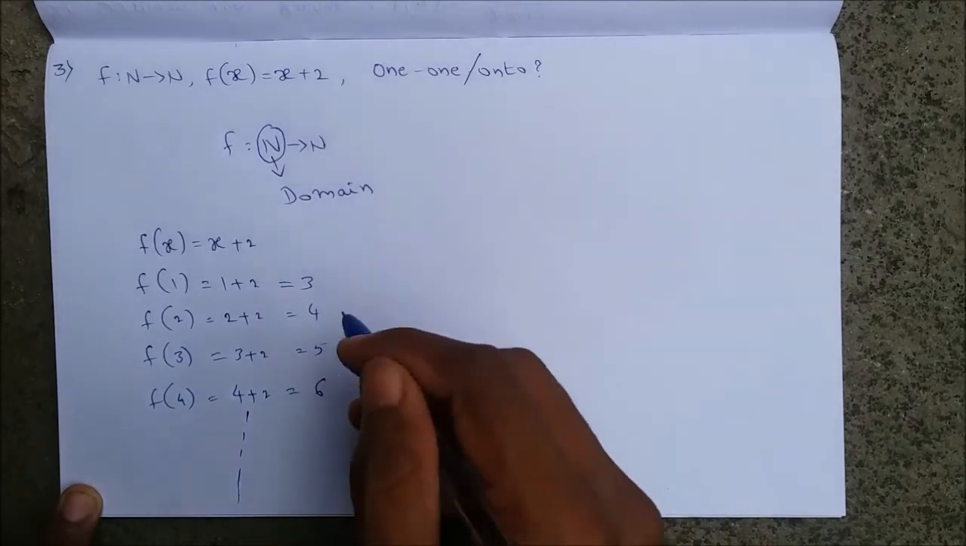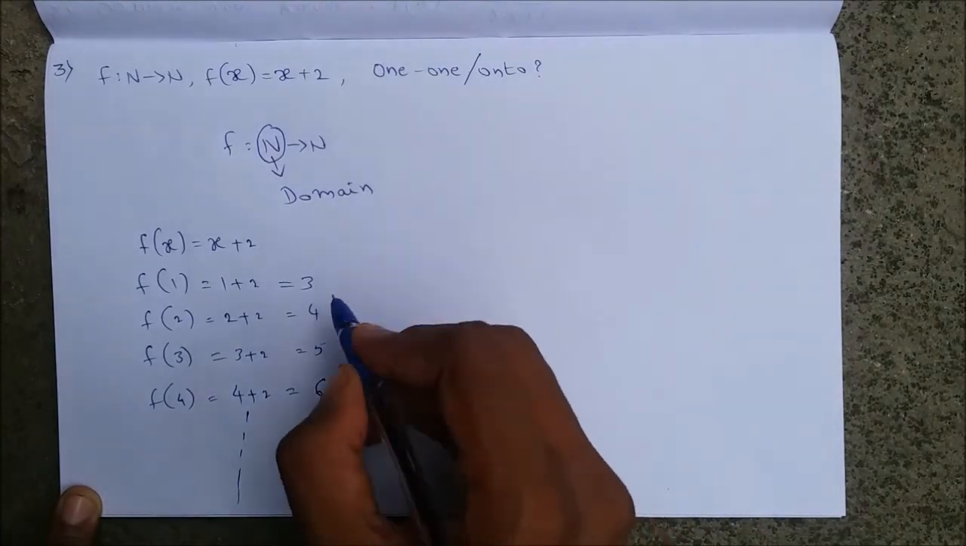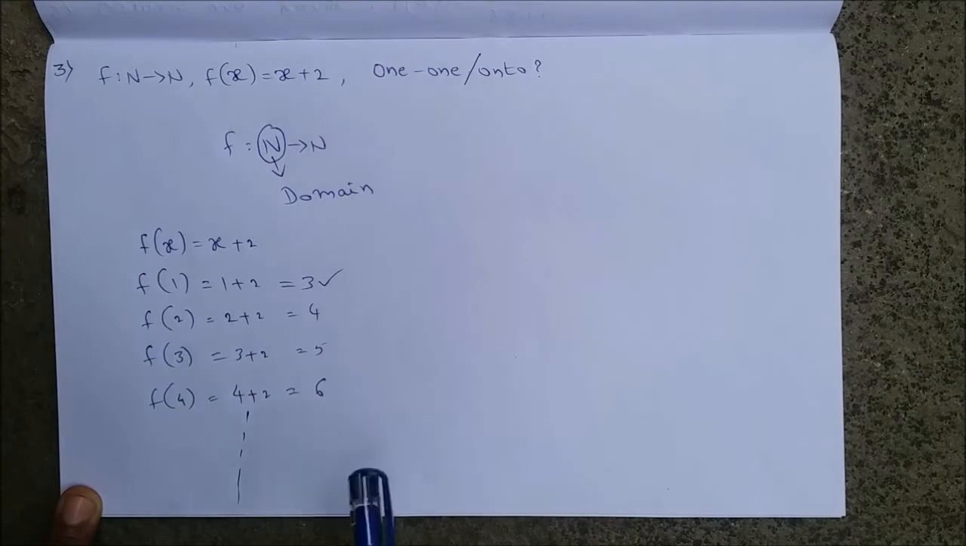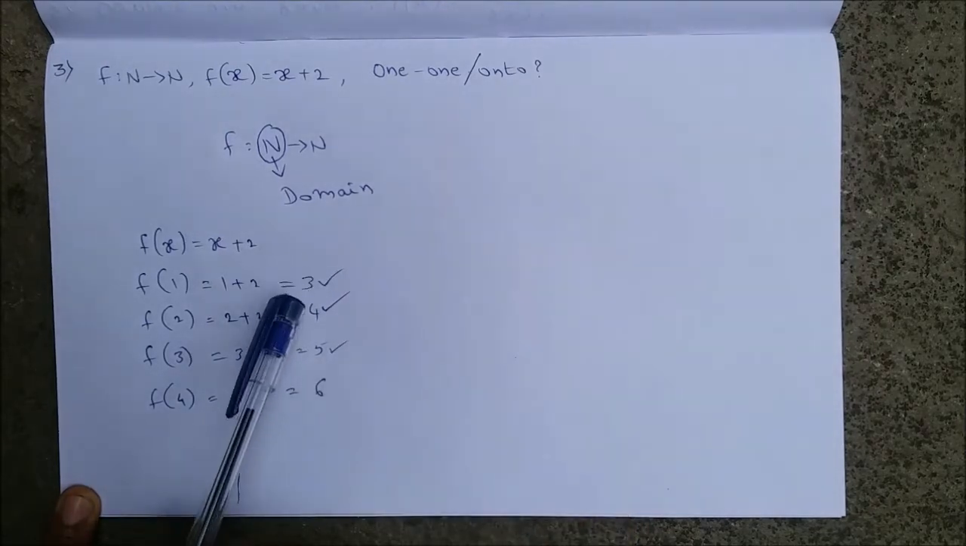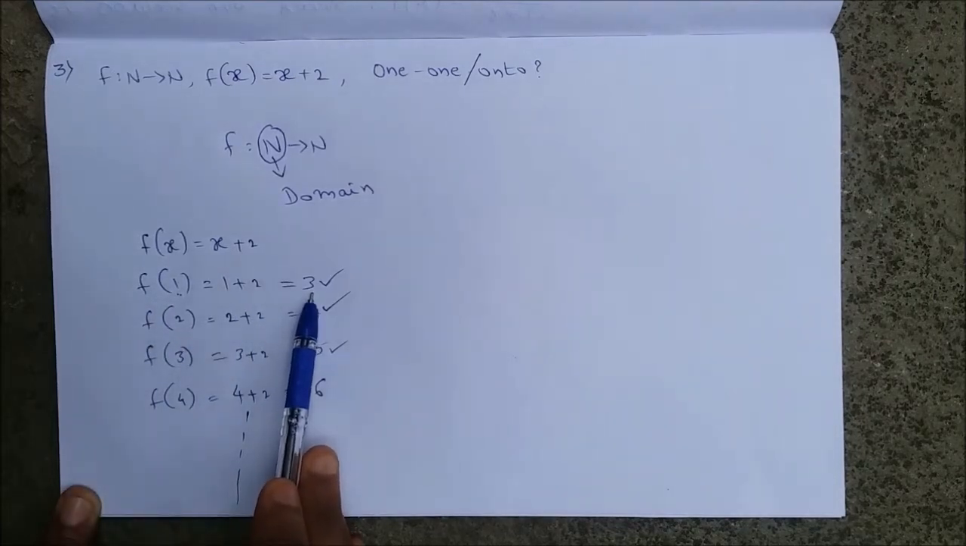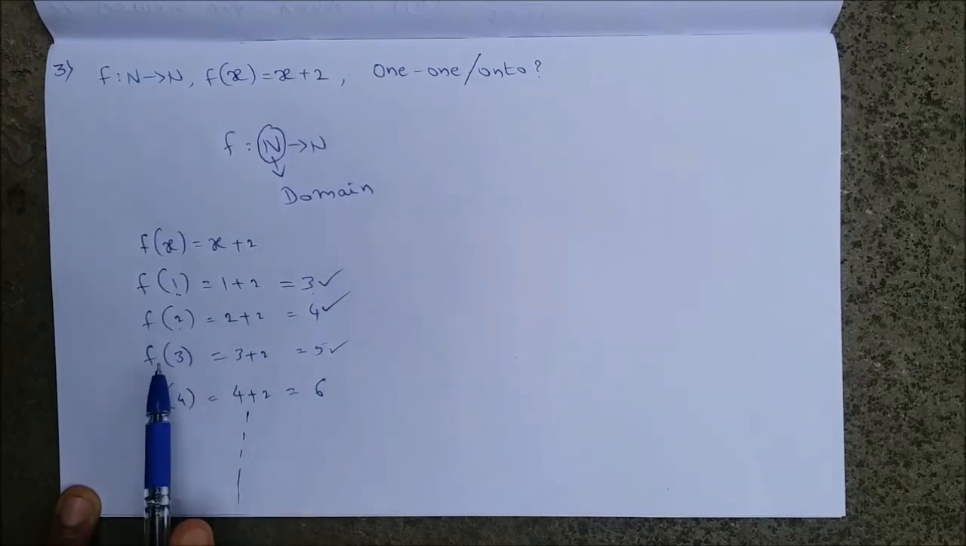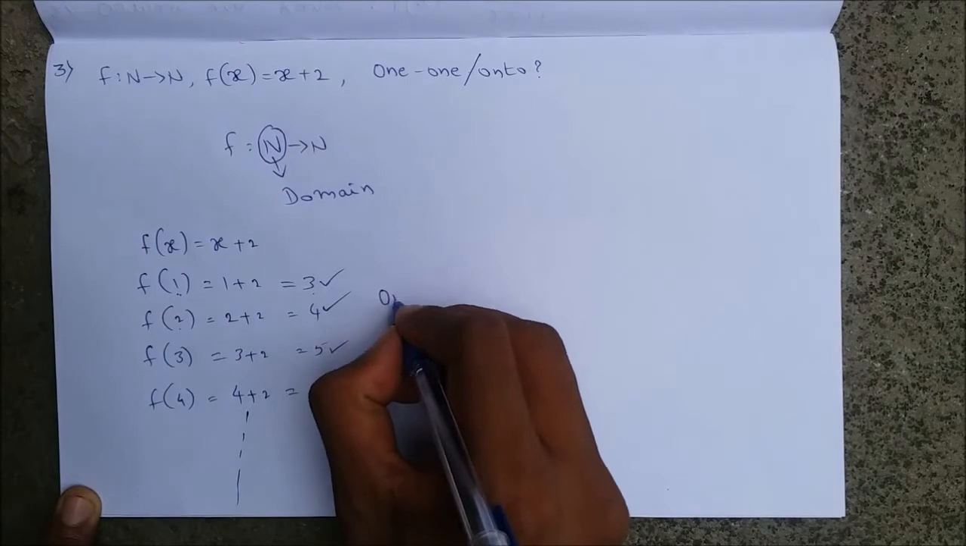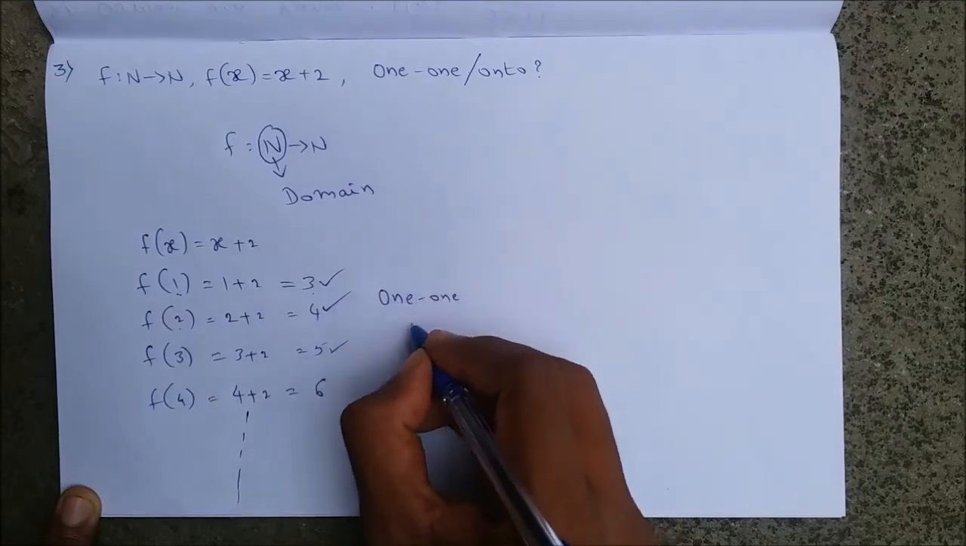So here, if we observe the answers we got, 3 we got, and nowhere will we get the number 3 again. Here we got number 4, we won't get the number 4 again. Here we got number 5, we won't get number 5 ever again. So for every one value, only one image is there. One value, one answer. One value, one image. One value, one answer. So this is one-one function.